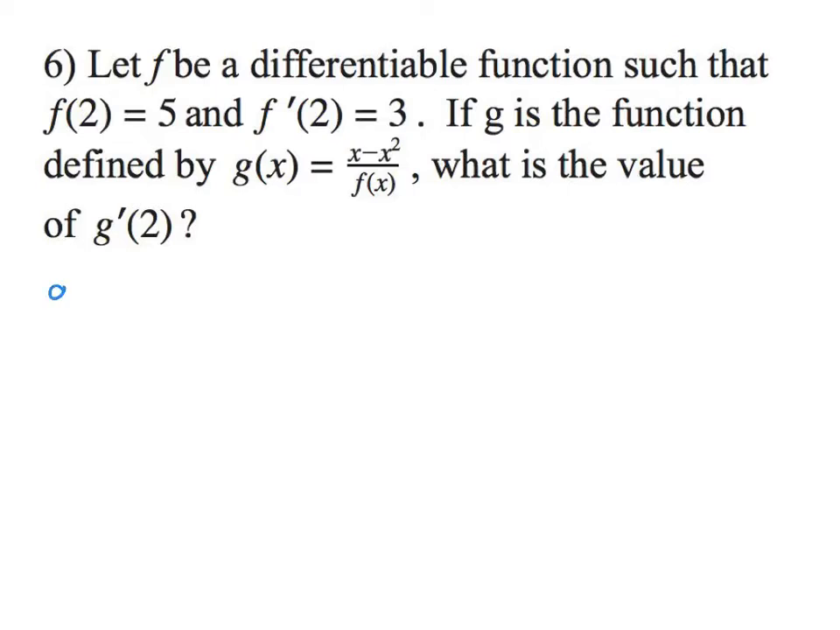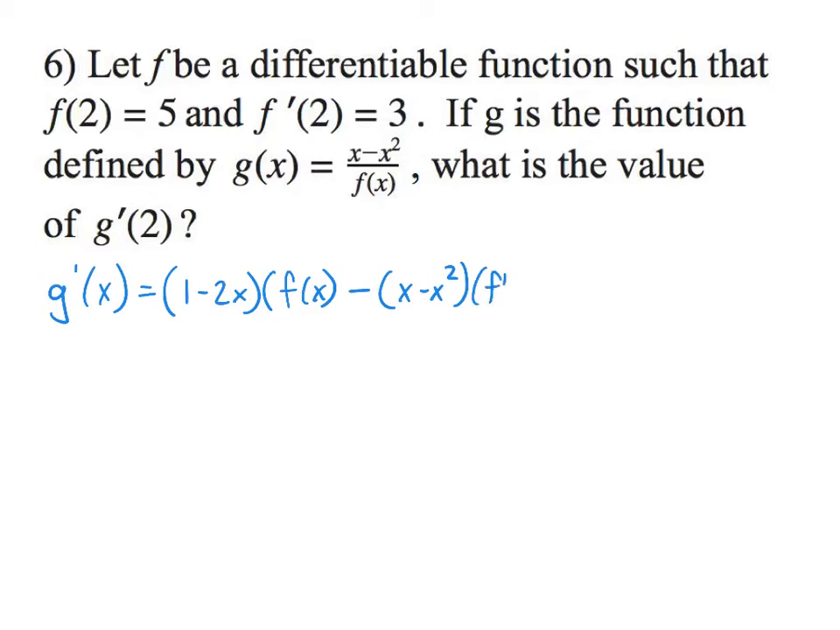So let's start with g prime of x. Looks like a quotient rule yet again. So the derivative of x minus x squared is 1 minus 2x. That's the numerator. We're going to leave the bottom, f of x, minus, leave the top, so leaving the x minus x squared, and take the derivative of the bottom, which should just be f prime of x. And that's going to be all over f of x all squared. Okay, so that's the derivative. Kind of funky looking. Now I could simplify, but why?